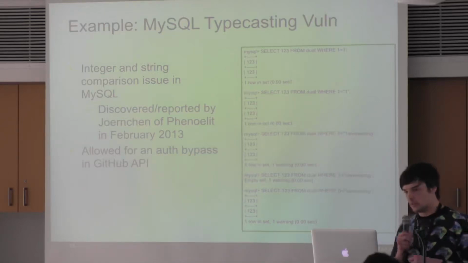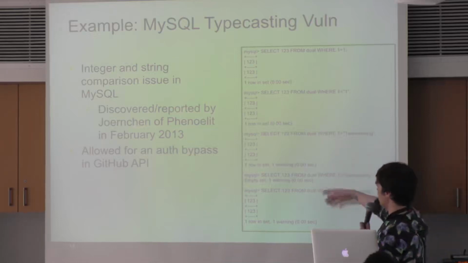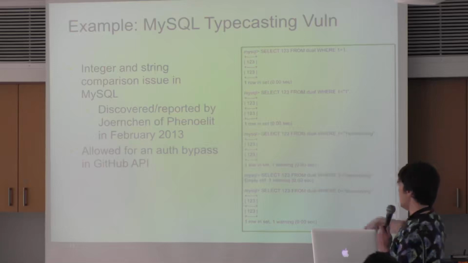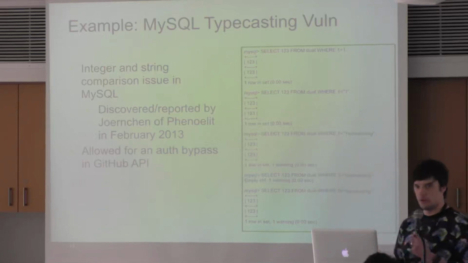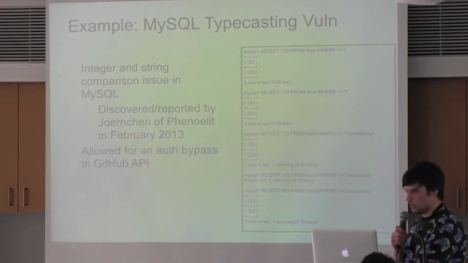So this is real nice: select 1, 2, 3 from some column where 1 equals a string, and it's nothing. Select the same thing where 0 equals a string. Oh yeah, here's the result. So, yeah, as FX from Vinolit said, go home, MySQL, you're drunk.